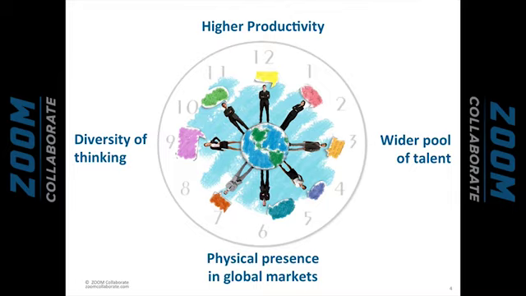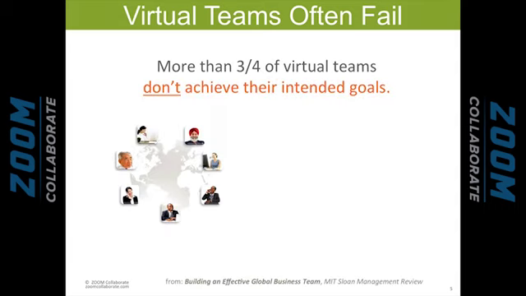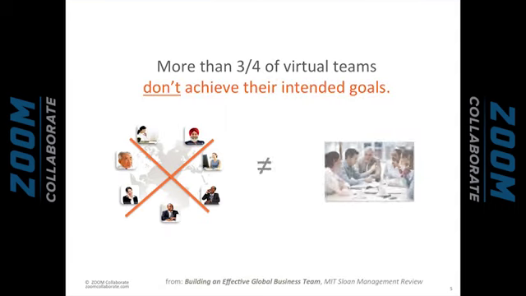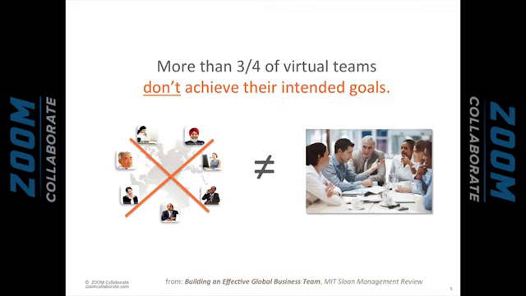But virtual teams have very high failure rates as well. How often? Well, more than three quarters of them don't achieve their intended goals. Why is that? Well, they're different than co-located teams. That may seem obvious, but distributed team leaders often don't pay attention to the special needs of virtual team members.